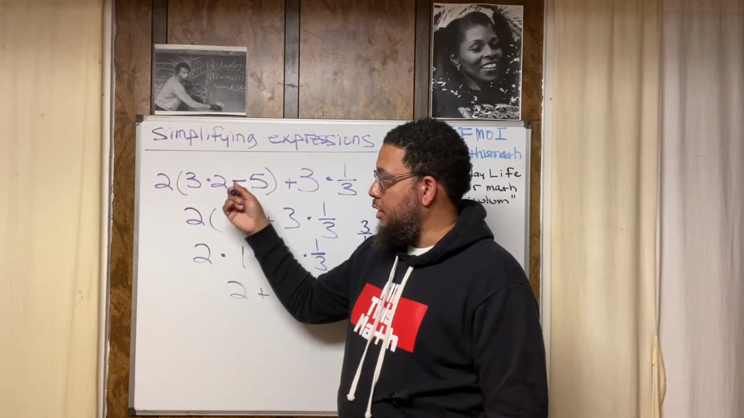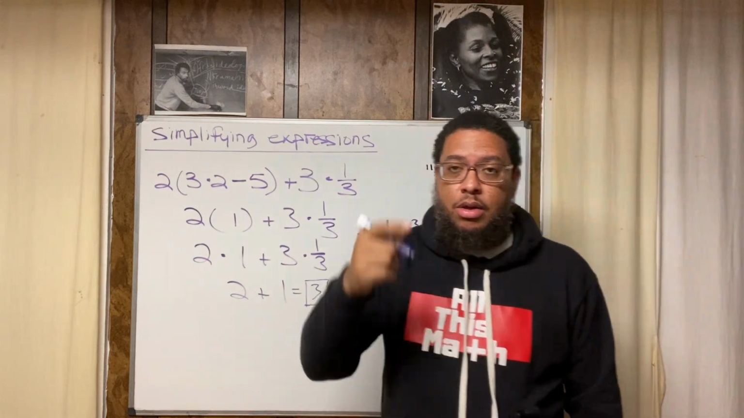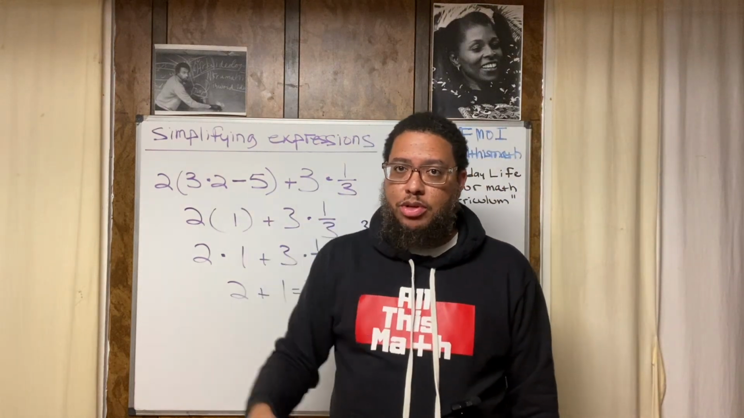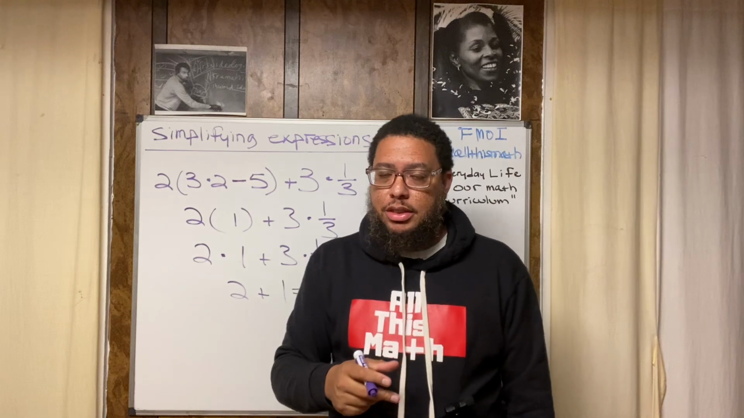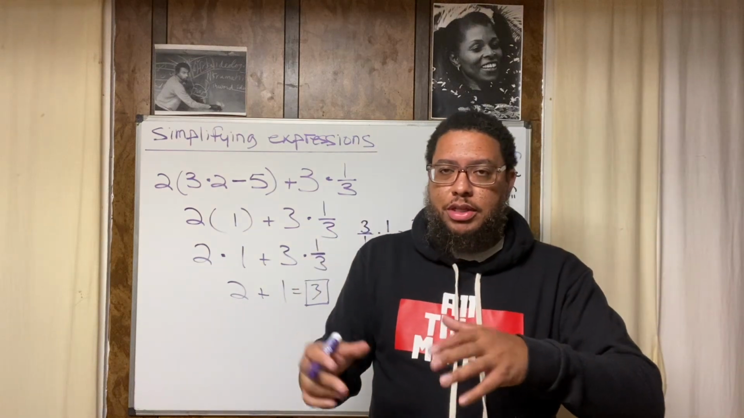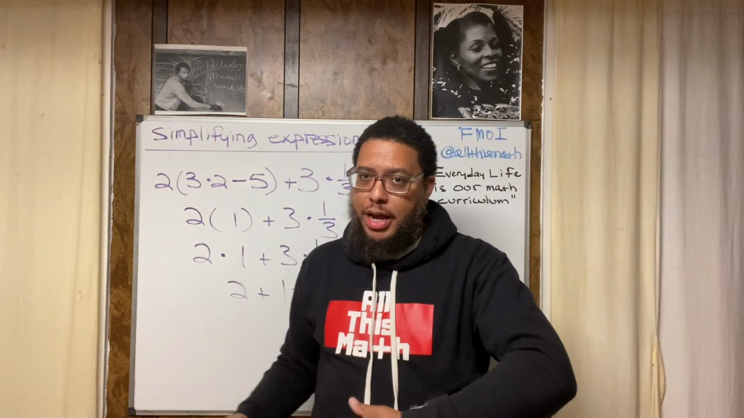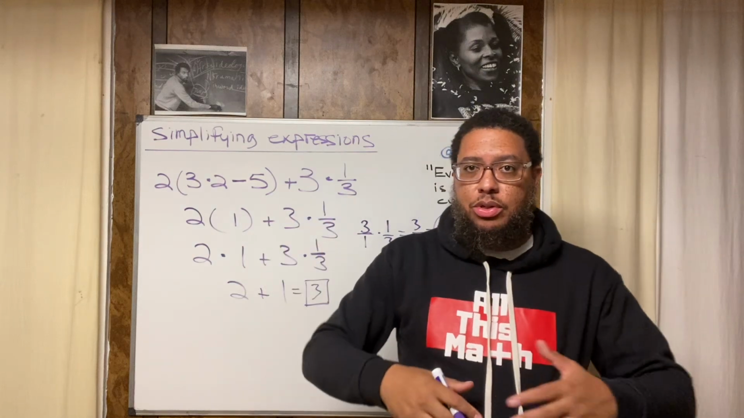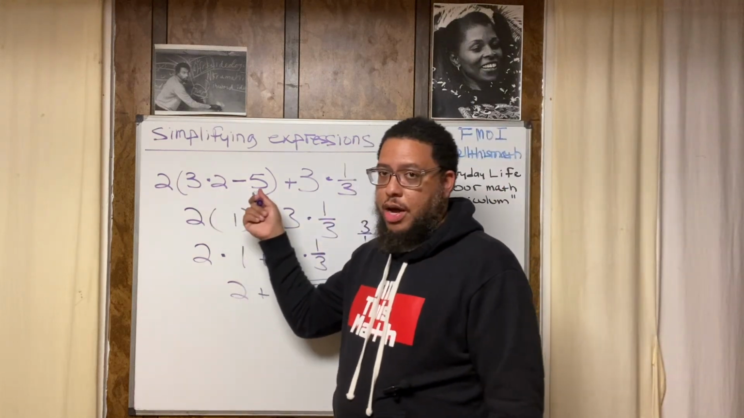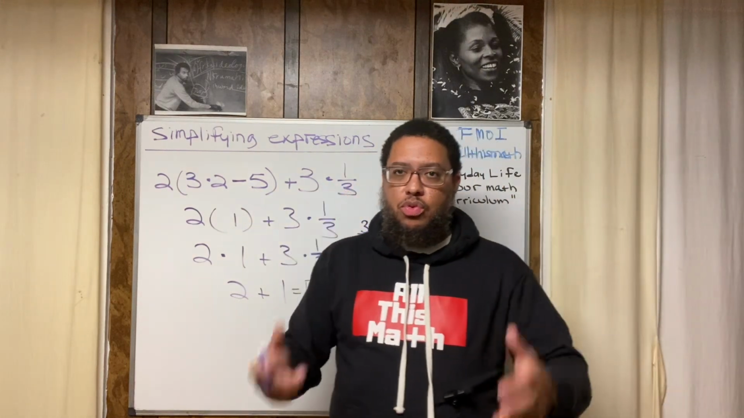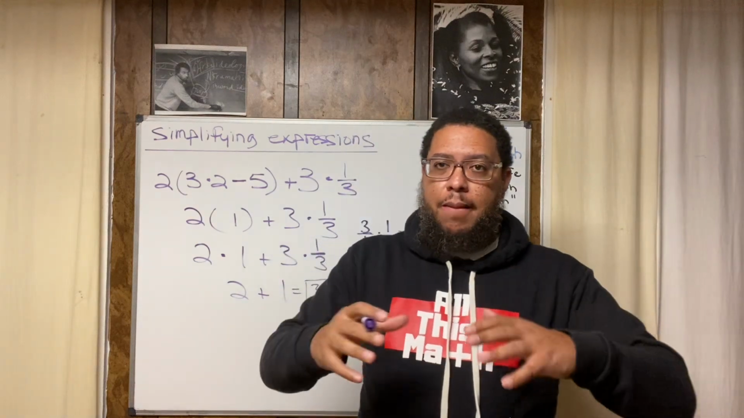Okay, I see multiplication and subtraction. Then I got to decide, what do I do first? Do I multiply or do I subtract? According to the order of operations, look at that part of the order of operations. You multiply before you subtract. So you're going to multiply, you're going to do 3 times 2. You're not going to do 2 minus 5 because we're following the rules. We're following the steps, right?